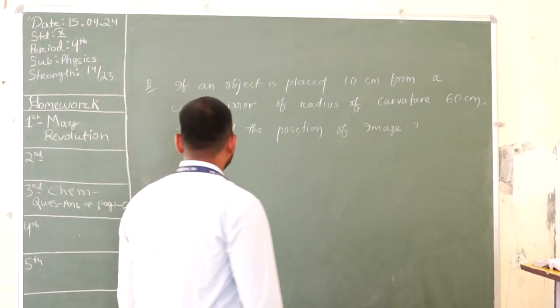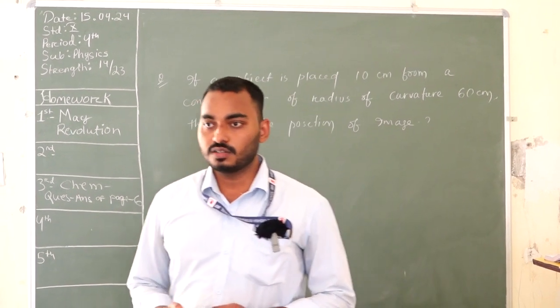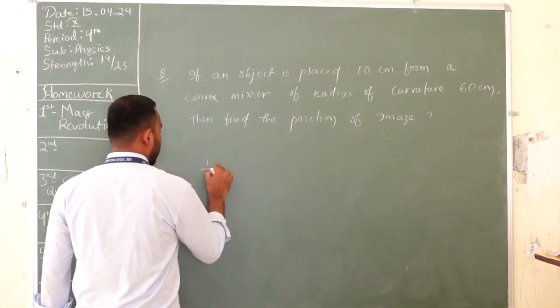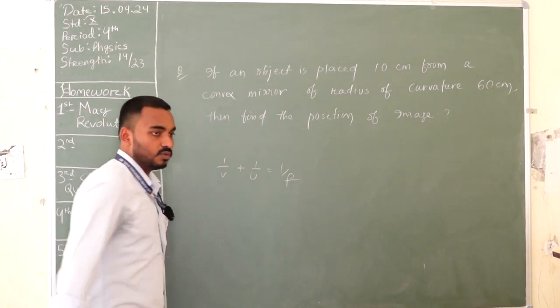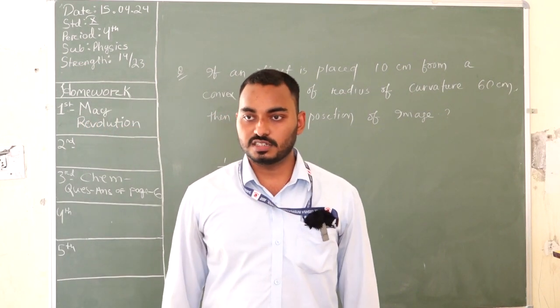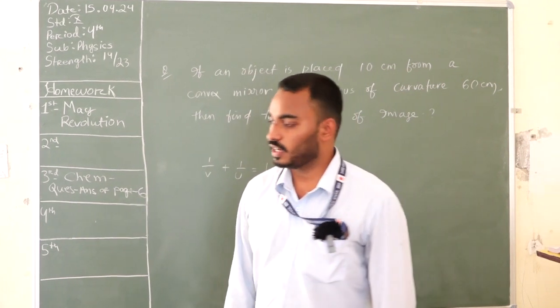Okay, see students, this is a numerical regarding the mirror formula, right? We know before that the mirror formula is 1 by V plus 1 by U is equals to 1 by F. What is V? Image distance. What is U? What is F? Focal length, right?